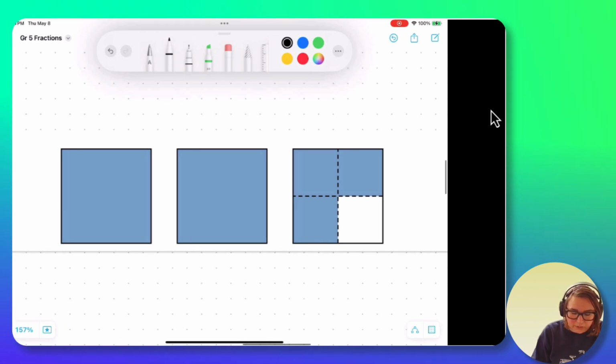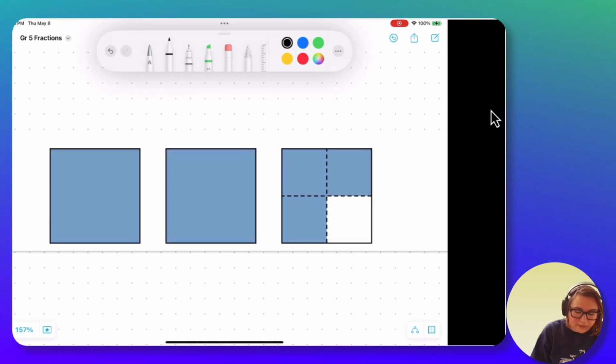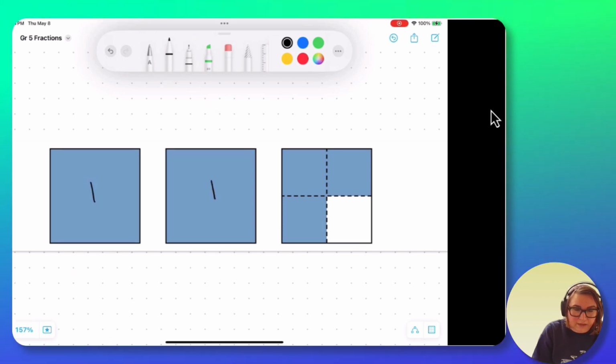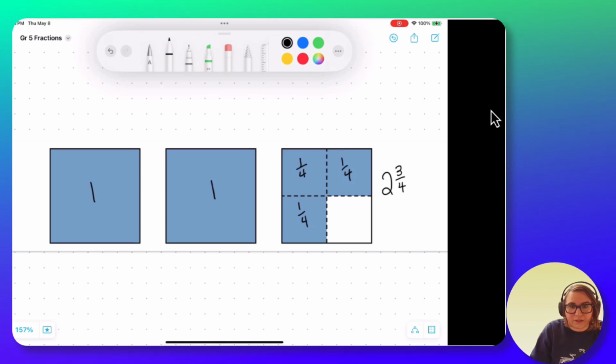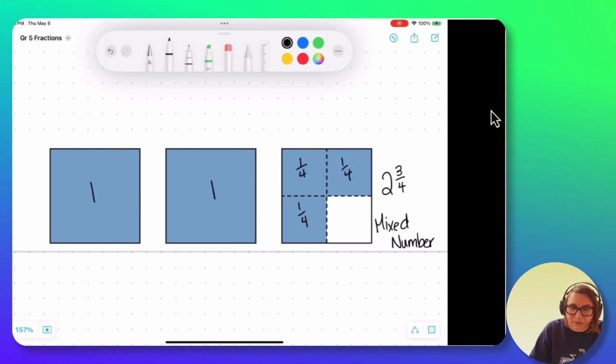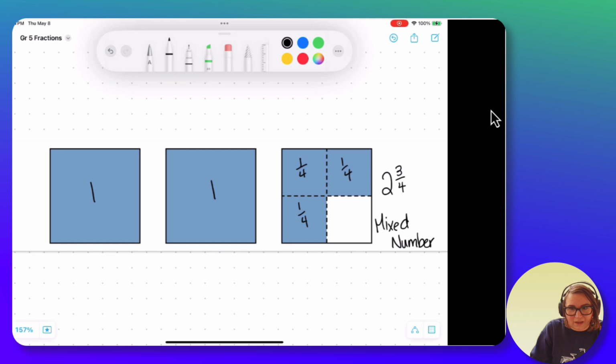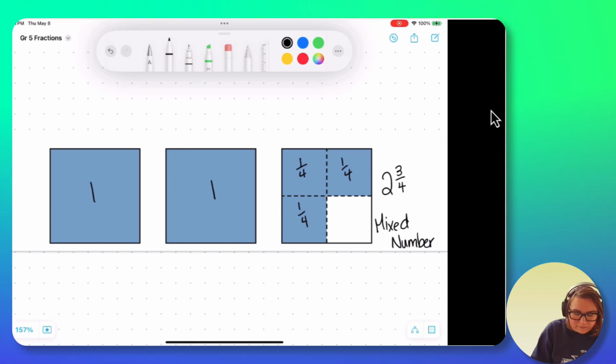And so what we'll do here is show students explicitly that we can represent this as a whole and another whole, and then each of these pieces are 1/4. So 1 1/4, 2 1/4, and 3 1/4. And we can represent this as 2 3/4, 2 wholes and 3/4 of the third whole. This is called a mixed number, or this way of representing fractions. It's a mixed number because we're mixing wholes and fractions together to get 2 wholes and 3/4 of the other whole. Talk about that for a little while.